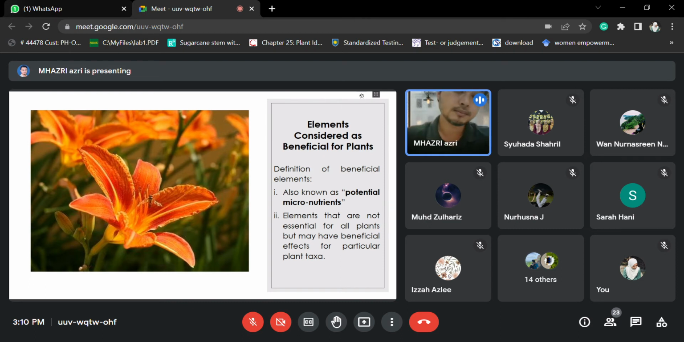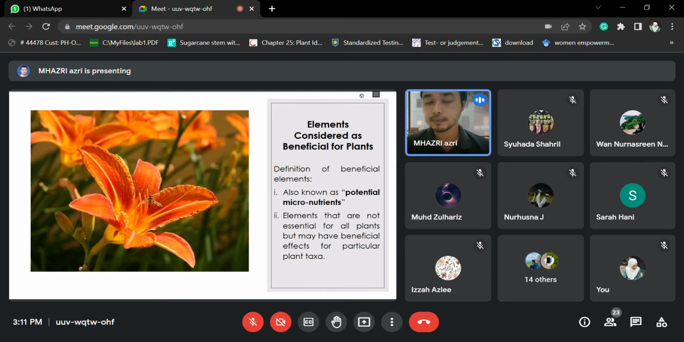So these beneficial elements, sometimes we call them beneficial because it is not essential. Tapi kenapa kita regard dia sebagai beneficial? Sebab belum ada lagi kajian yang menyeluruh terhadap semua spesies untuk kaji bagaimana elemen-elemen ni boleh mempengaruhi fisiologi tumbuhan. Okay, tapi kadang-kadang ada certain elements yang dah fully analysed, and we know that only certain plants require these elements. Okay, so nanti kita akan tengok elemen-elemen ni.